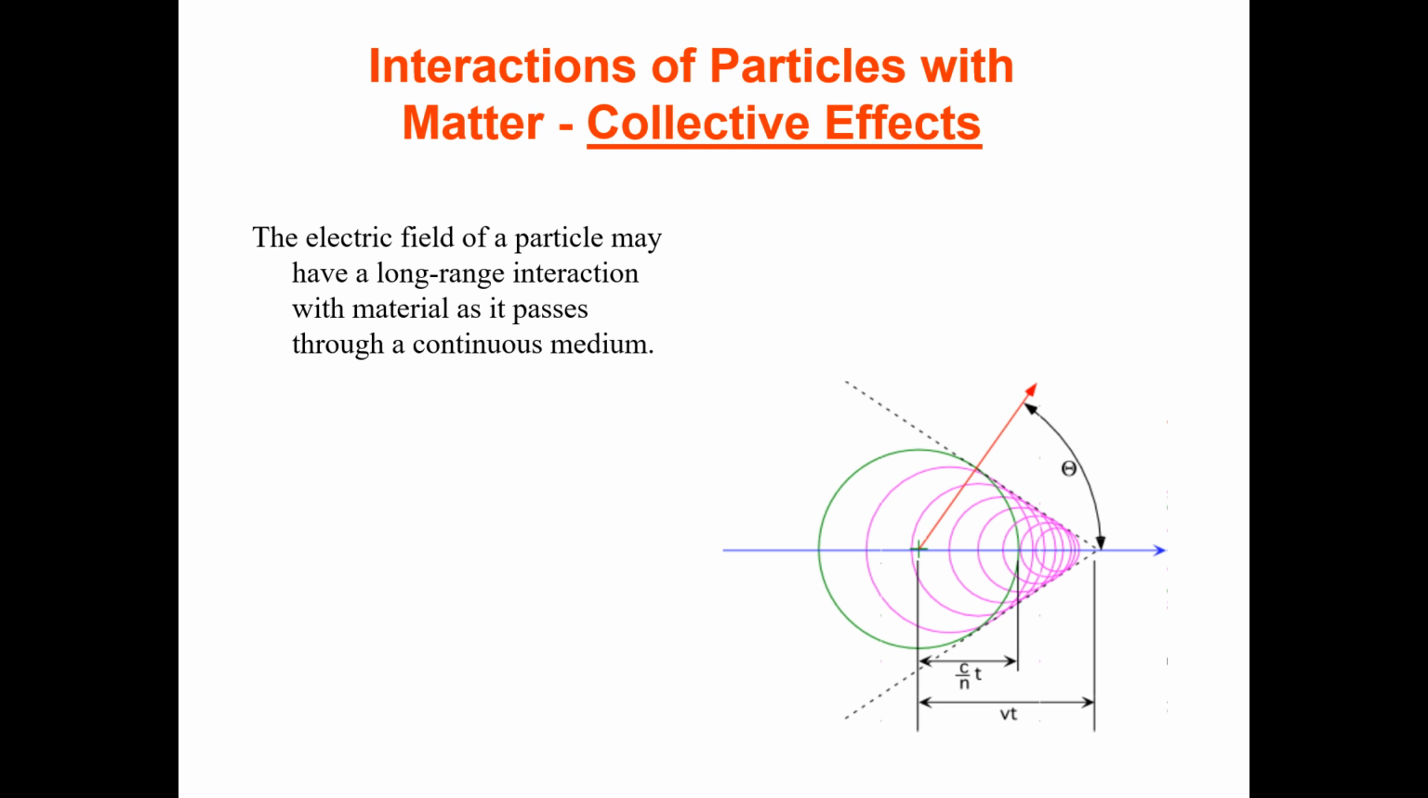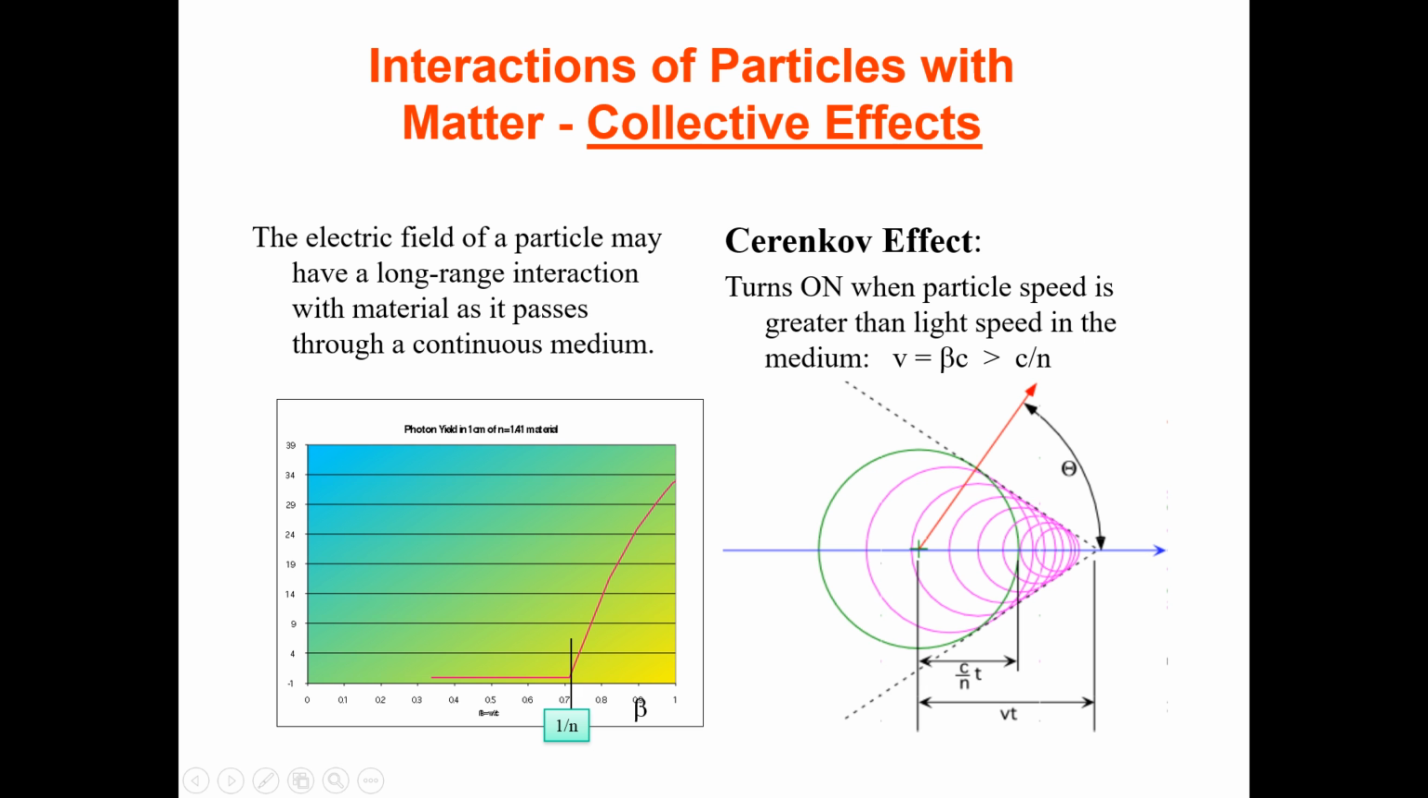Collective effect is also a part of particle interaction with matter. So what is the collective effect? As we discussed previously, an electric field particle may have long range interactions with the material as it passes through a continuous medium. In that phenomenon, we can observe the Cherenkov effect, which turns on when the particle speed is greater than the light speed in the medium, that is v = βc > c/n. Here you can observe this phenomenon in the figure.